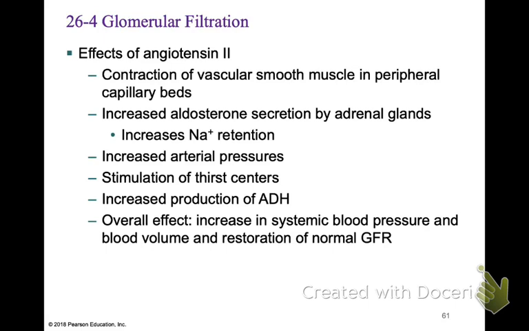It also stimulates the thirst center in the hypothalamus. The more you drink, the greater your blood volume. It increases production of antidiuretic hormone, which tells the kidneys to conserve water. So the overall effect of renin, angiotensin, aldosterone, and ADH is to increase systemic blood pressure and blood volume and bring you back to a normal GFR.